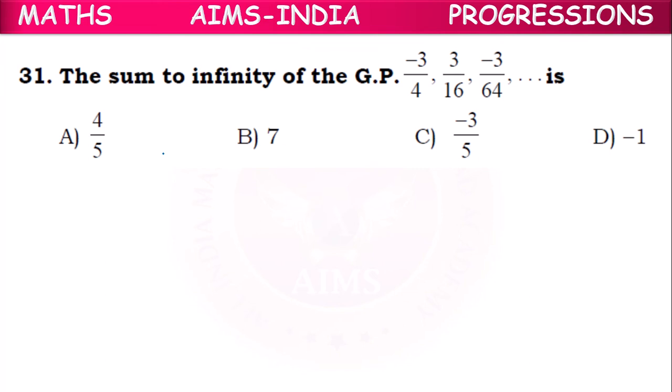Next children, 31st question. The sum to infinity of the GP means is how much? We have the series 3 by 4 comma minus 3 by 16 comma 3 by 64 and so on up to infinity. If the series continues up to infinity, what will be the sum of that geometric progression that we have to find?